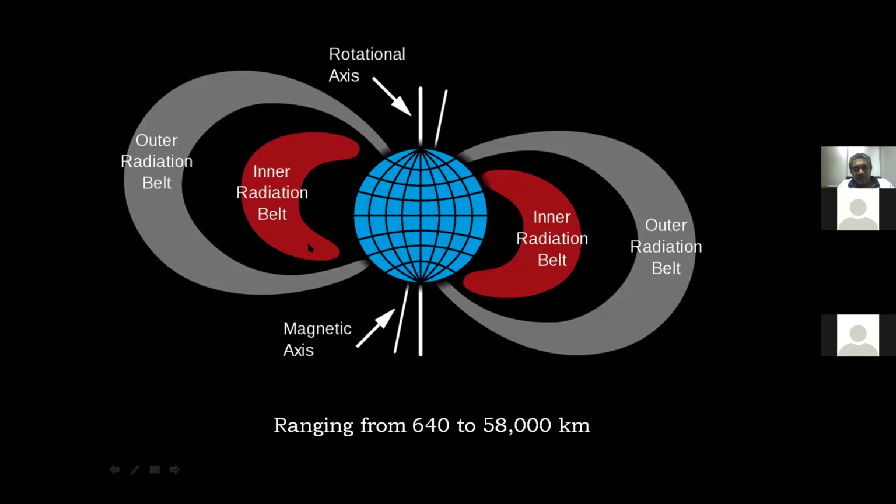Because of this radiation, there are also two regions identified around the Earth, called the Van Allen radiation belts, the outer radiation belt and the inner radiation belt. They range from 640 kilometers to 58,000 kilometers. The lowest one, the inner radiation belt, you can find at 640 kilometers, and the outer belt goes up to 58,000 kilometers. So these are radiation belts produced by the solar wind, solar activity.